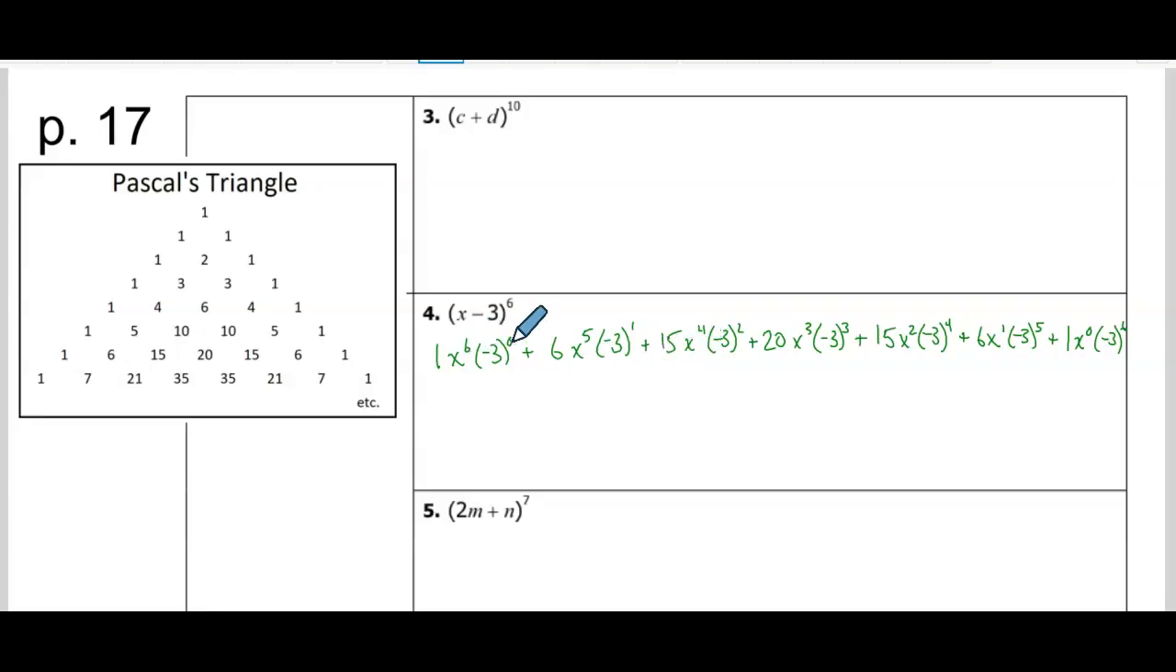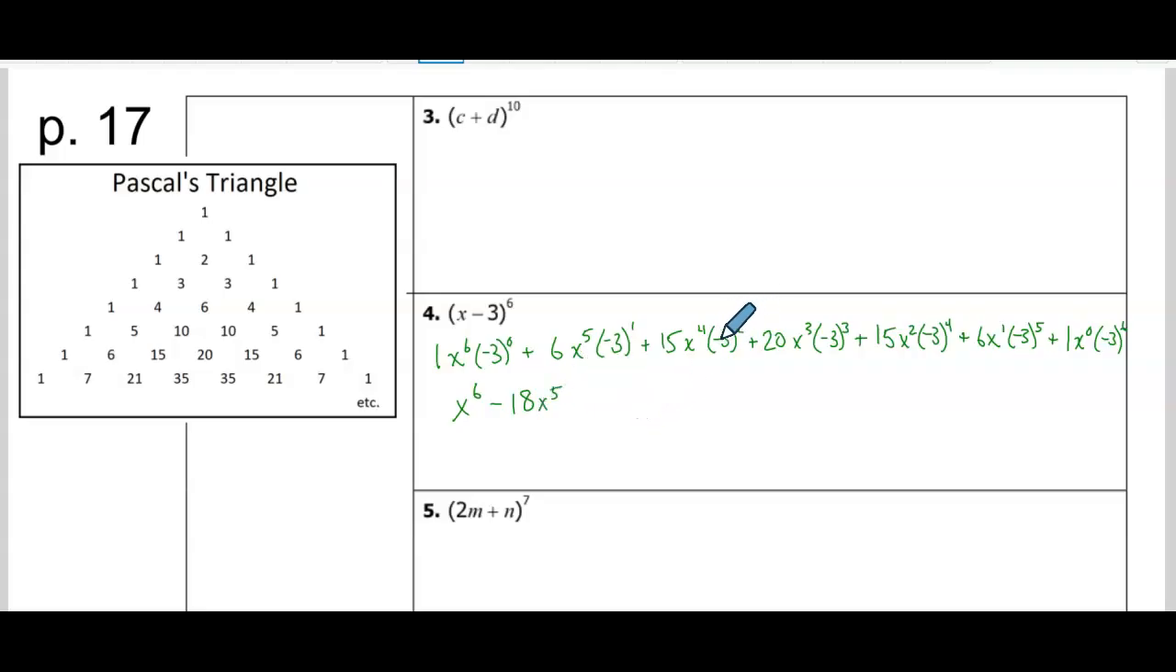So -3 to the 0 would be 1, times 1 is still 1, so the first term is just x to the 6th. Alright, in the second term, -3 to the first power is a -3, and then times 6 is -18, so I don't copy that plus sign down. I check the numbers first to see what kind of sign I should use. And so I put a -18 and then x to the 5th.